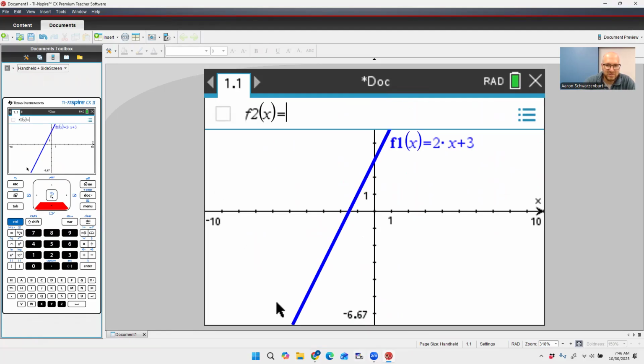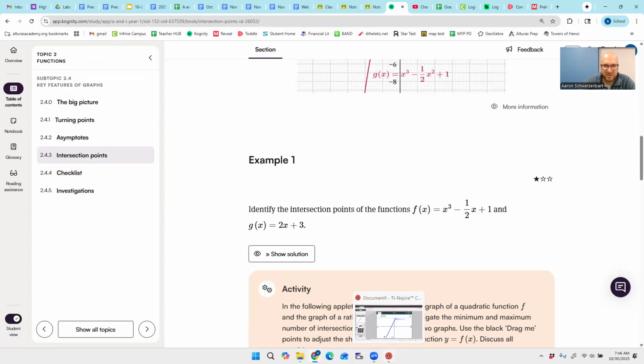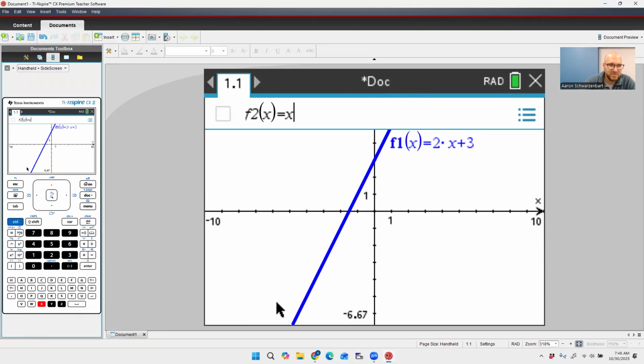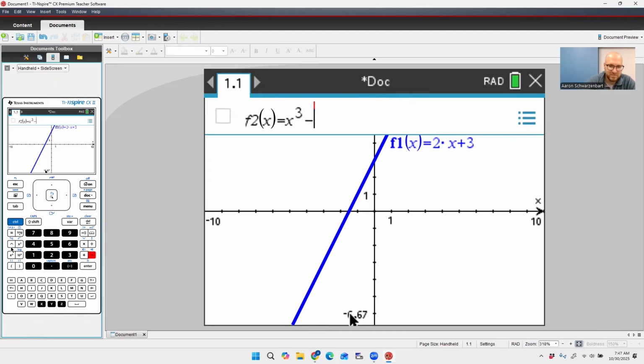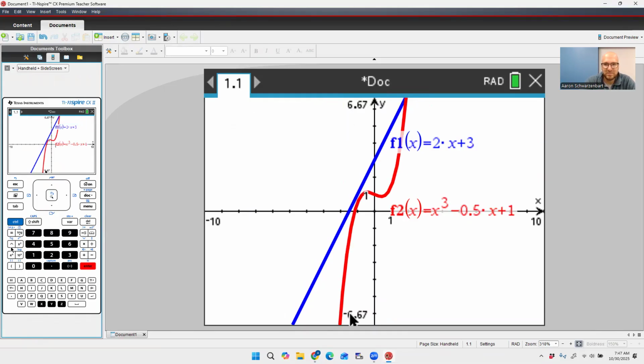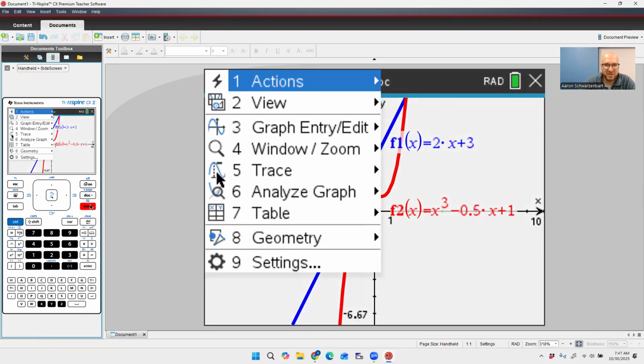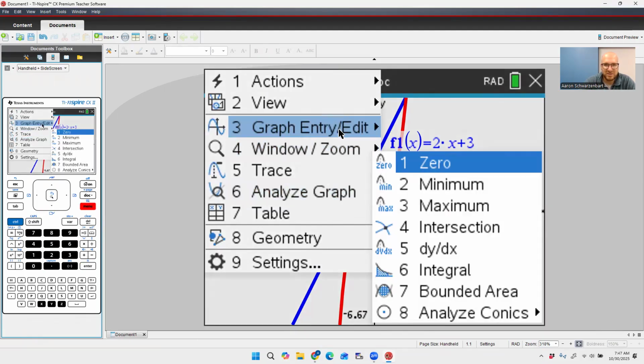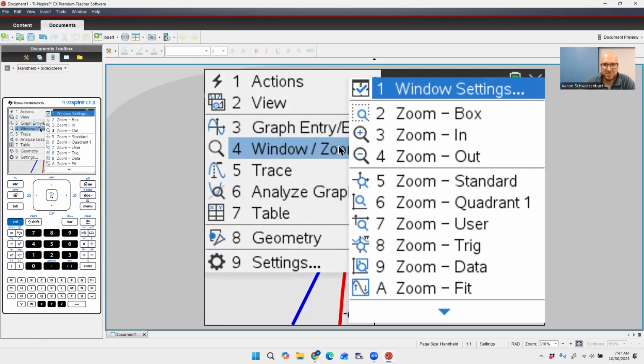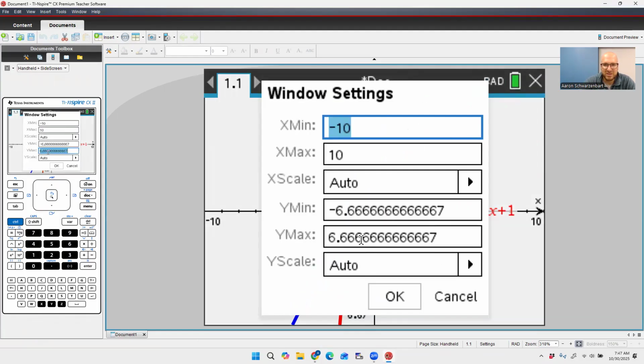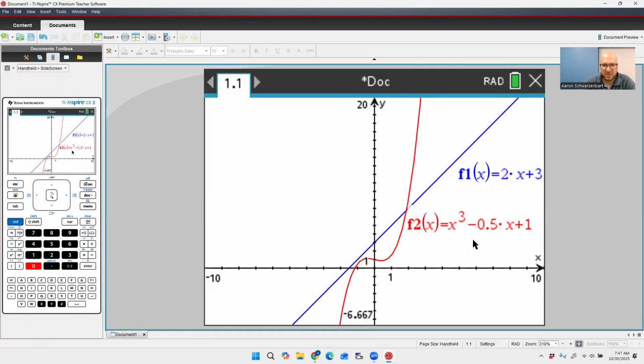I have to look at the other one again because I can't remember it. x cubed minus 1/2 x plus. Looks like I only have one point of intersection. It's not actually showing on this graph. So the first thing we're going to do is change our window. All I need to change is the Y max. Let's make it 20. That'll put it kind of in the middle.